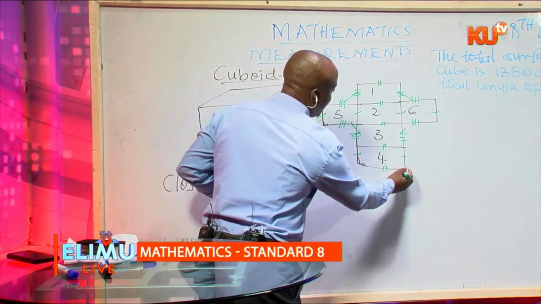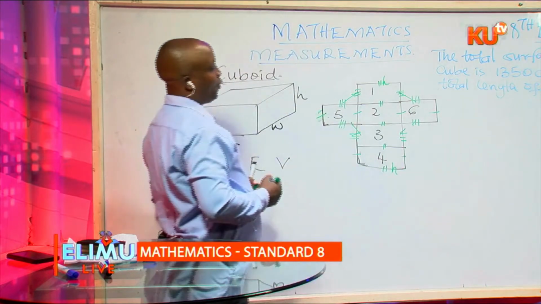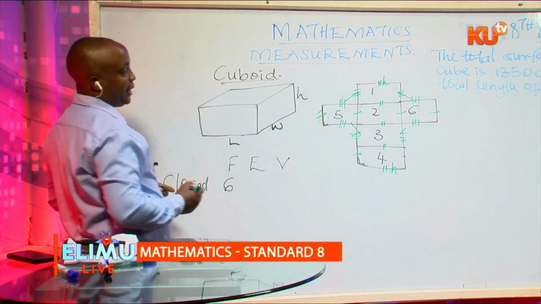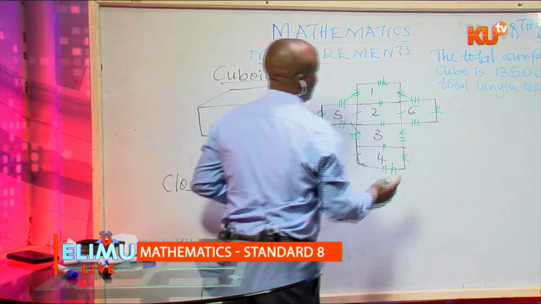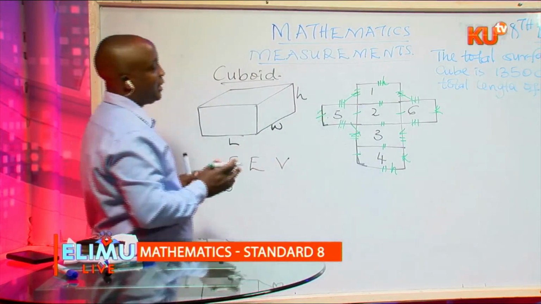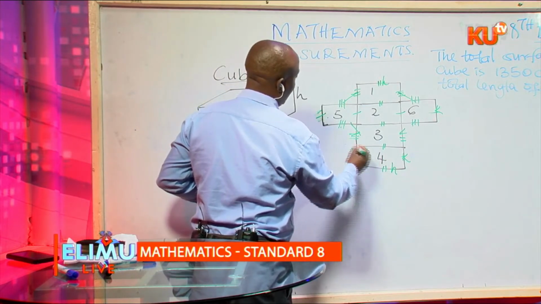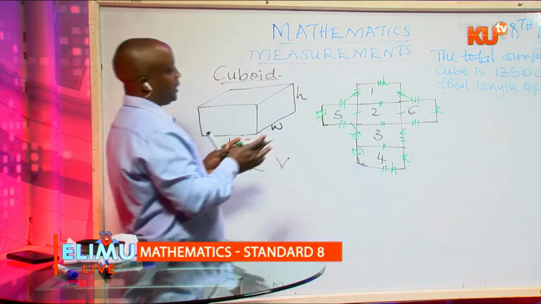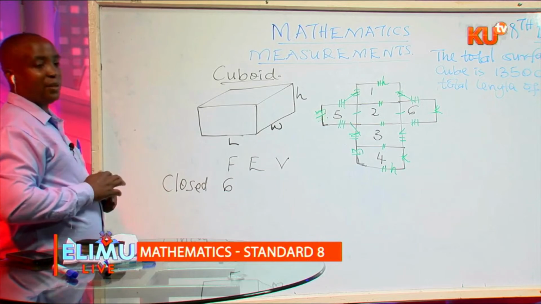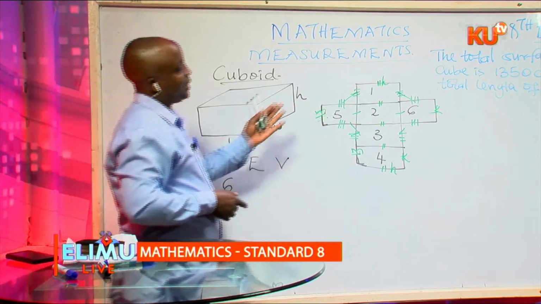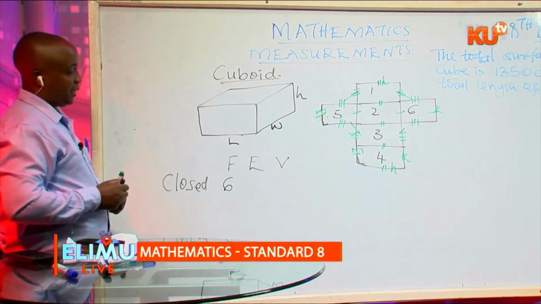Then this one, let me call it H, will combine with this to become 1 edge. And then we have this one, let me call this K. They are going to meet and become 1 edge together with this one, let me call it M and M. When you fold it, they'll become 1 edge. So that is a very important point to note about the edges and the faces of a cuboid.